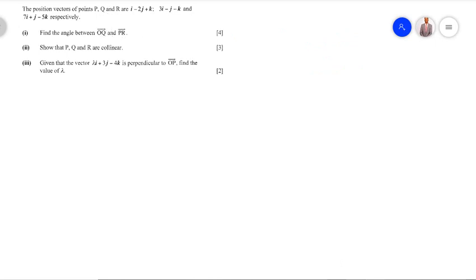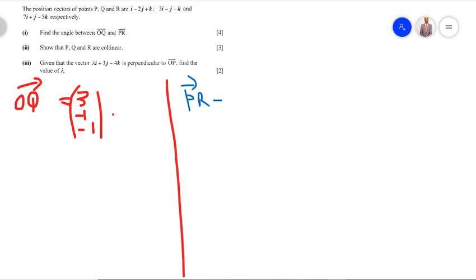The problem arises when we have OQ but we don't have PR. So how can we calculate PR? We just use the method for calculating the displacement vector. PR is a displacement vector, so PR is equal to OR minus OP. In the previous tutorial, we learned how to calculate PR.